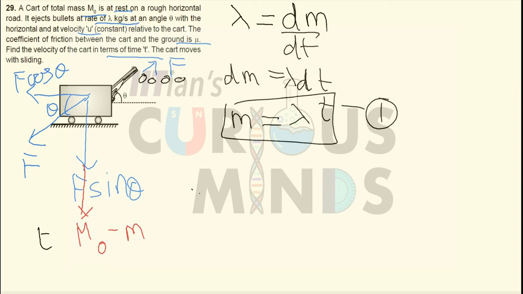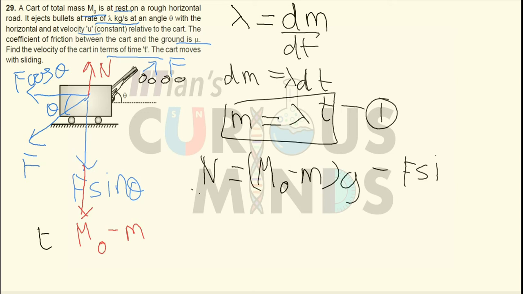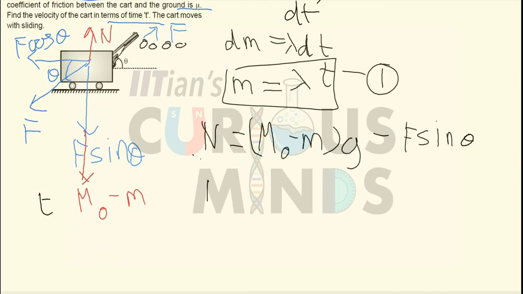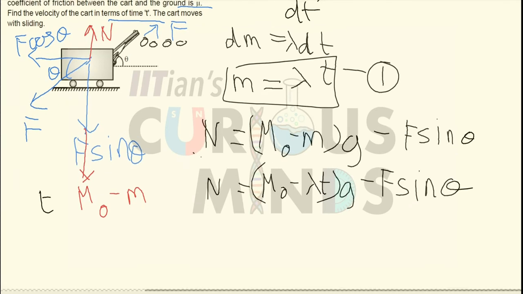Now in the vertical upward direction there is a normal force acting. Since the cart is sliding while it is moving, the total upward force will be equal to the total downward force. So the normal force will be (m naught minus m) into g minus F sin theta, which can be written, substituting lambda t for m, as (m naught minus lambda t) into g minus F sin theta. Now this is the normal force.